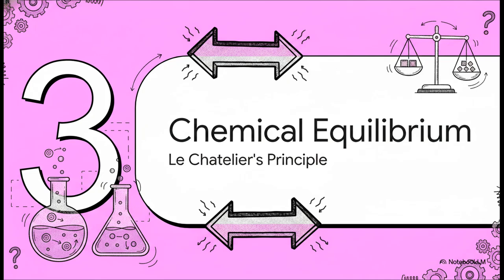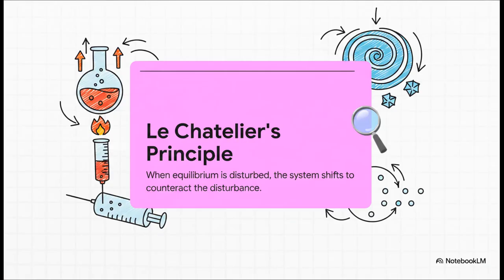Let's navigate Le Chatelier's principle. Here is the golden rule of equilibrium. When a chemical system at equilibrium is disturbed, the system will shift its equilibrium position to counteract the effect of the disturbance. So, the crucial question you always have to ask yourself is, what is the system trying to undo?